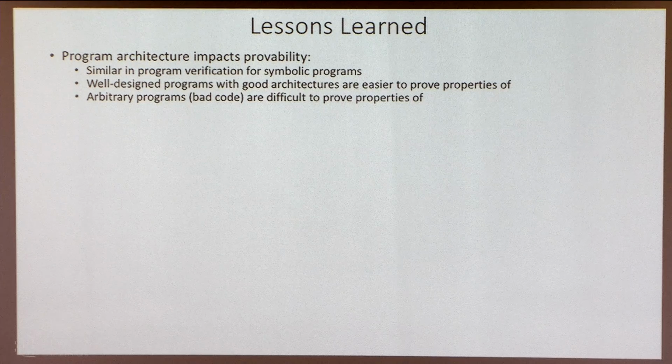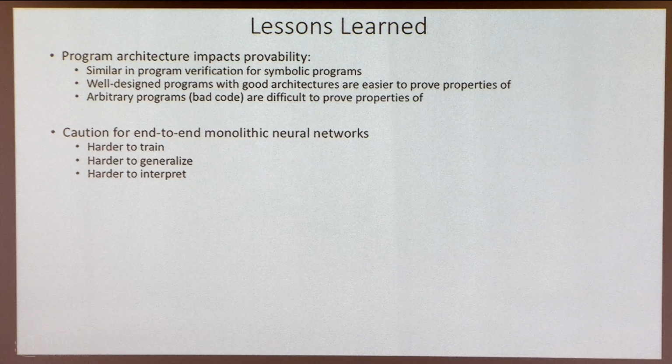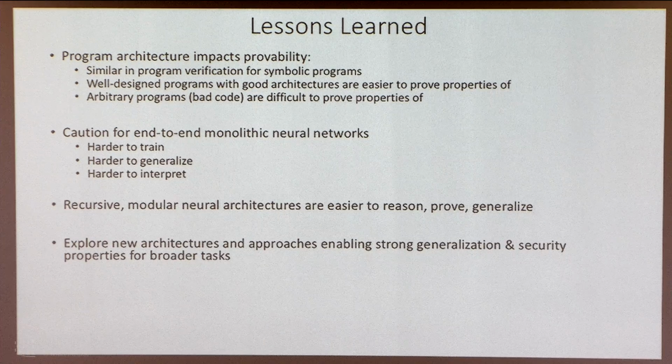Similar to these symbolic programs, I strongly believe that for neural programs, for neural network systems, program architecture also is very important in terms of provability. A corollary to that is that there's some caution to end-to-end monolithic neural networks. These monolithic neural networks can be harder to train, to generalize, and to interpret. What we have seen here is that recursive modular neural architectures, on the other hand, can be easier to reason about, prove, and generalize.